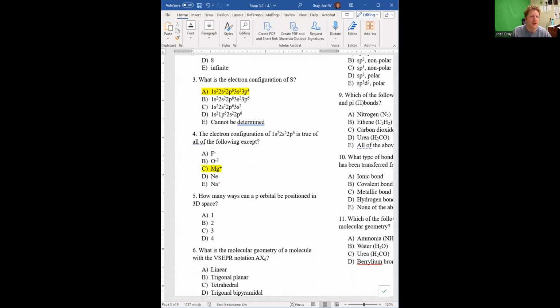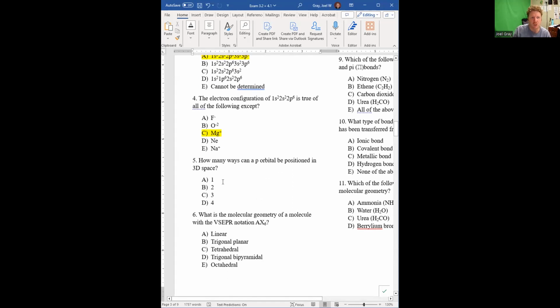Question number 5. How many ways can a p orbital be positioned in 3D space? Well, that p orbital has an x, y, and z permutation, so the correct answer for that is C, 3.